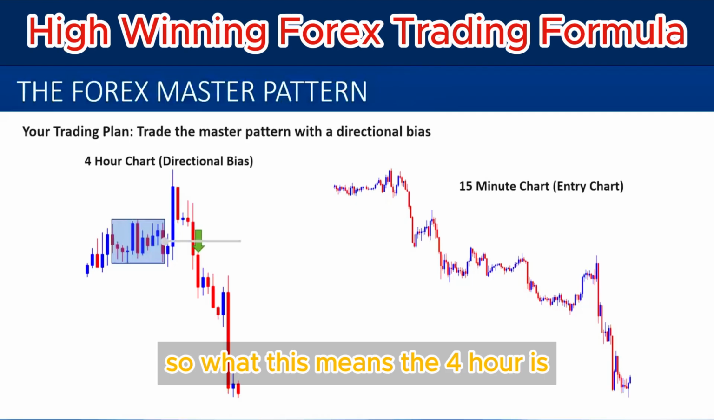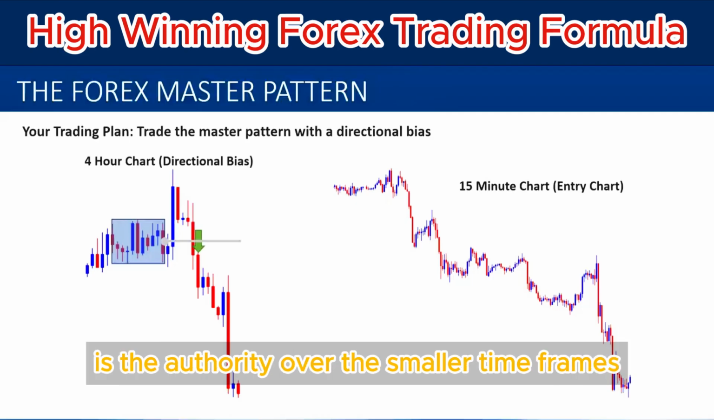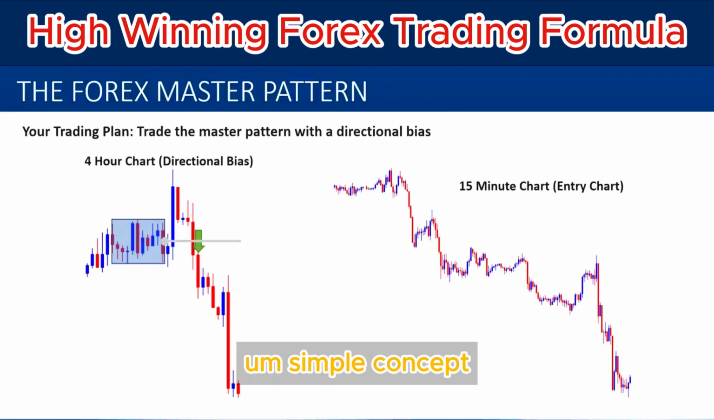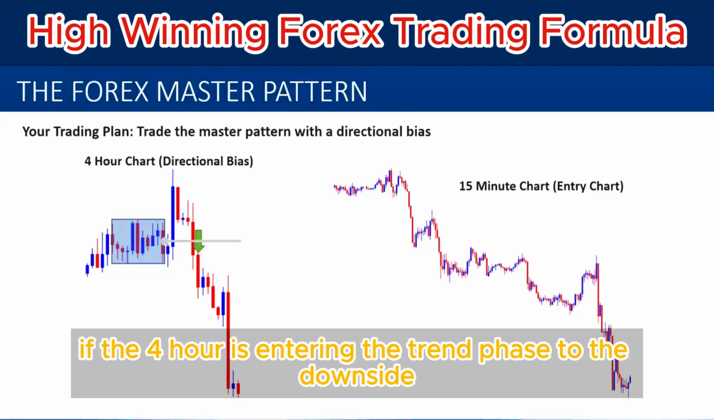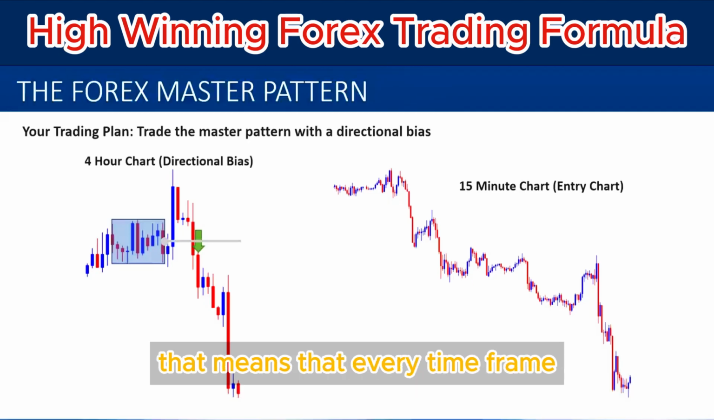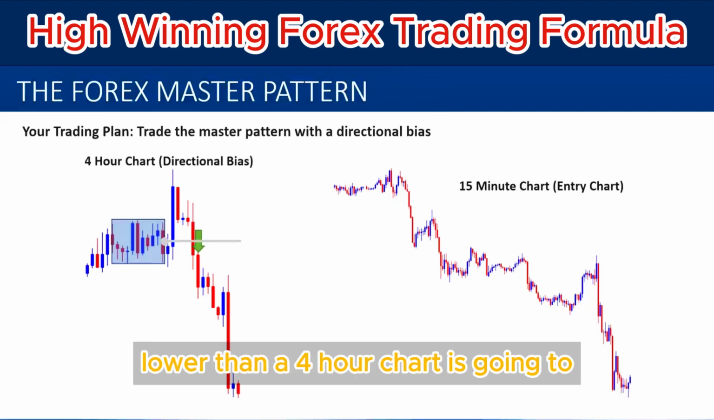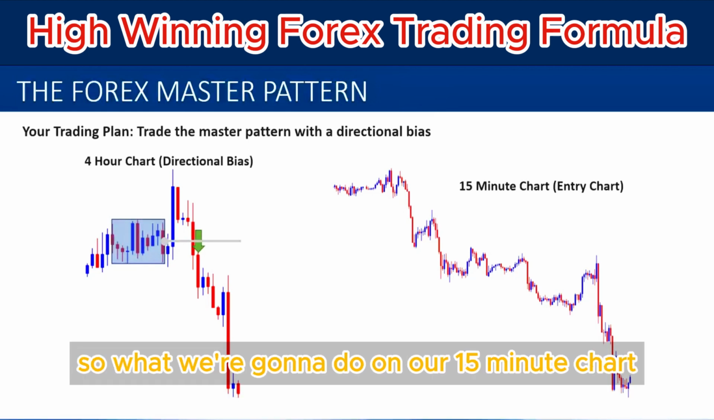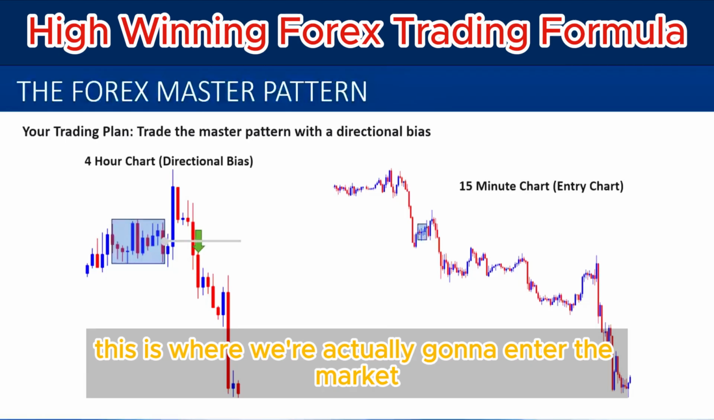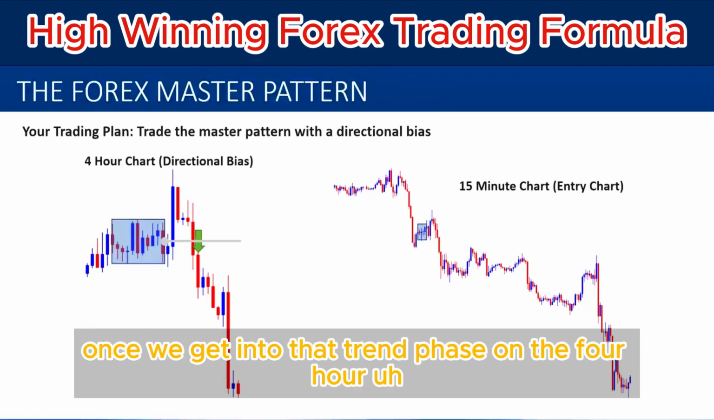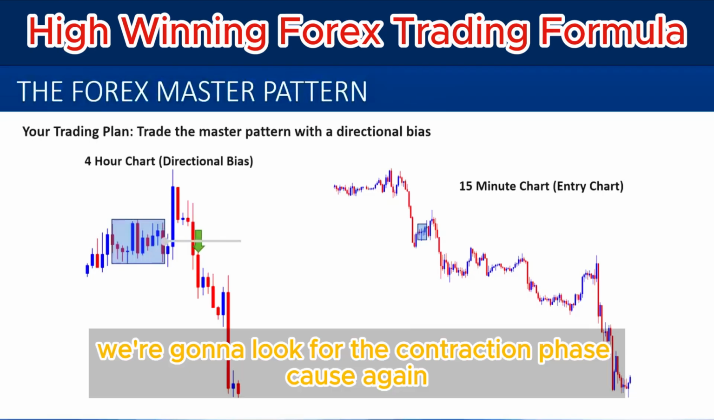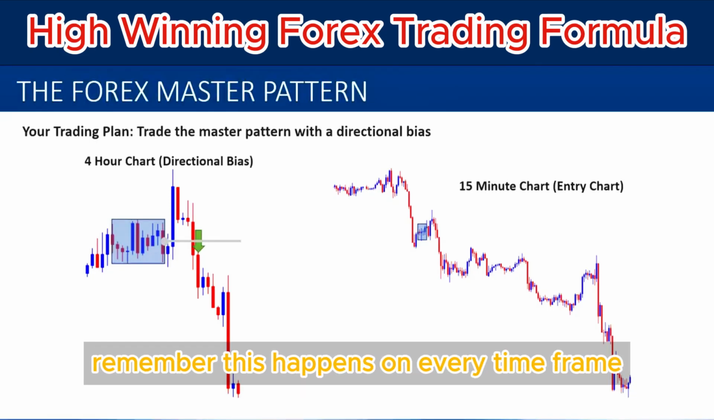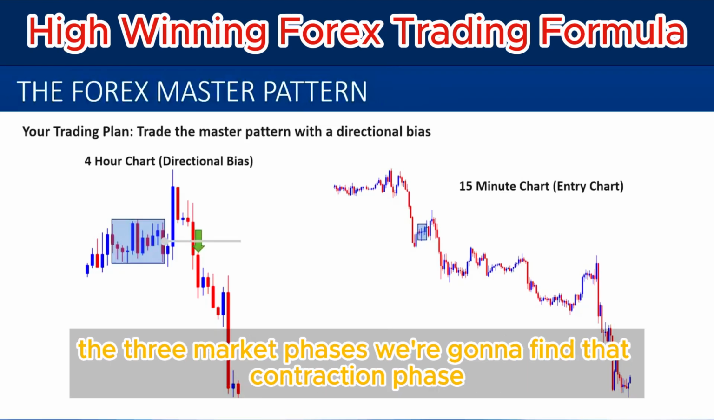So what this means is the 4-hour is the authority over the smaller time frames. Simple concept. If the 4-hour is entering the trend phase to the downside, that means that every time frame lower than a 4-hour chart, all the big moves are going to be on the downside, okay? So what we're going to do on our 15-minute chart, this is where we're actually going to enter the market. Once we get into that trend phase on the 4-hour, we're going to look for the contraction phase. Because again, remember, this happens on every time frame, the 3 market phases. We're going to find that contraction phase.